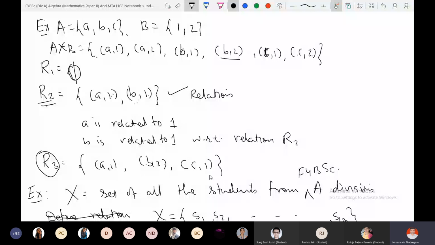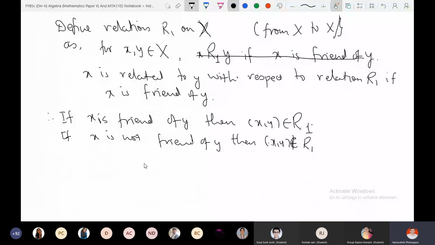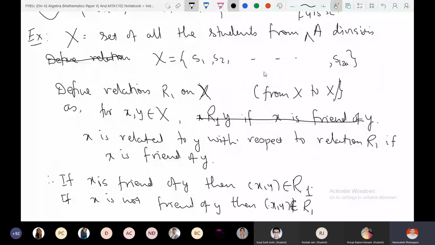So it may happen that some elements are related, some elements are not related. Or if you are looking at the students in the A division, it is not true that all students are friends of each other. Some students may not be, so S1 may not be friend of S10, or S3 may not be friend of S100. So that may happen. Therefore, the pair S1 comma S100 is not in this relation.